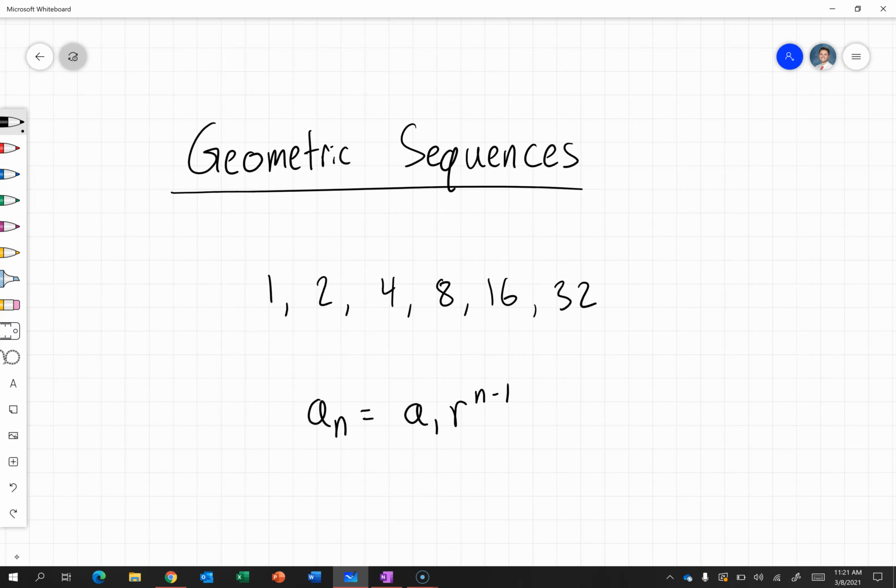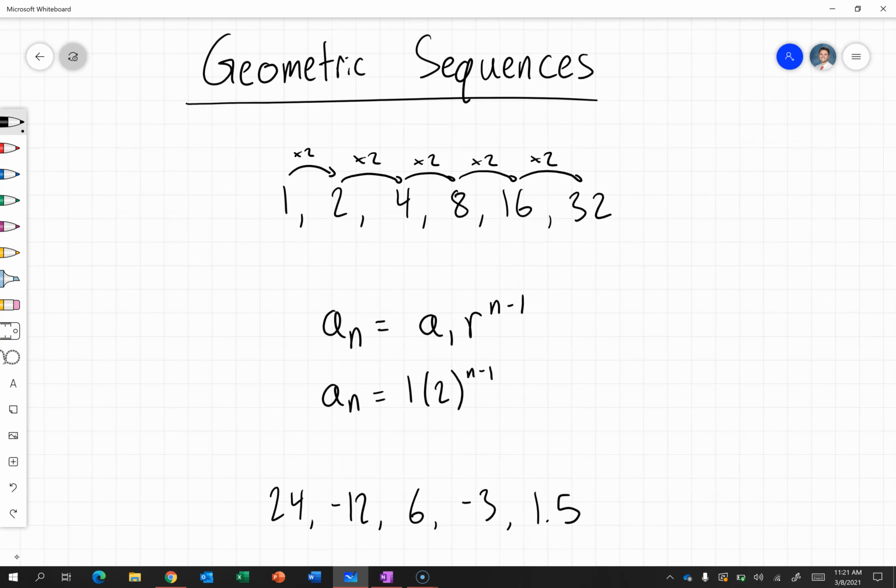So for example, if we look at this first geometric sequence, we can tell it's geometric because we are multiplying by 2 every time. So because we're multiplying by 2 every time, that means our common ratio is 2. So r is 2. Our first term is 1. So the formula for the nth term would simply be 1 times 2 to the n minus 1. And we can simplify that to 2 to the n minus 1.